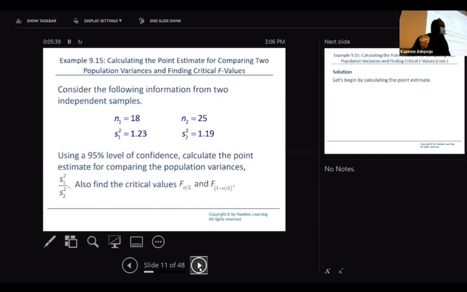Take a look at this. Consider the following information from two independent samples. In the first population, they chose a sample size of 18. In the second population, they chose a sample size of 25. The sample variances from the two are available, and they ask you to construct a 95% confidence interval. If you want to do that, the very first thing you actually, let me first show you this.